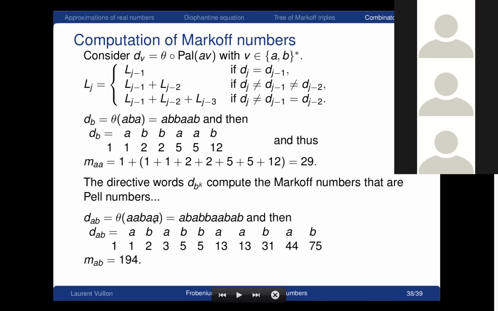So we are at the end of the talk. We now have new combinatorics of words tools in order to investigate Markov numbers. We have a lot of structures, because here pal of something is the center part of the Christoffel word, and we can use discrete geometry to try to understand the structure of a word theta pal of AV. And this is why it's interesting. Maybe we have all the combinatorics on words tools in order to tackle this conjecture.